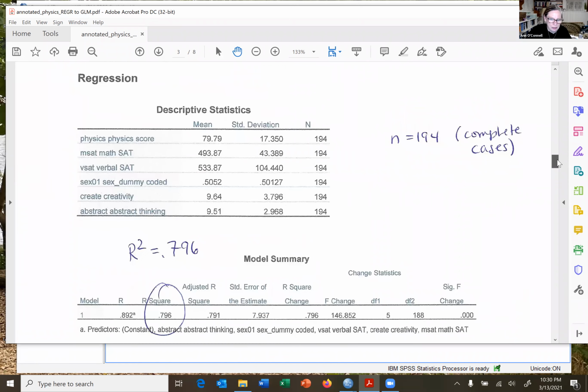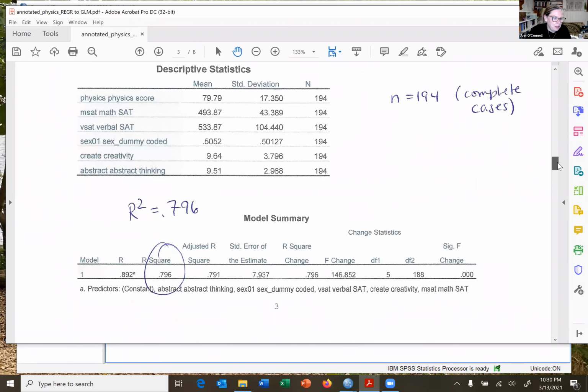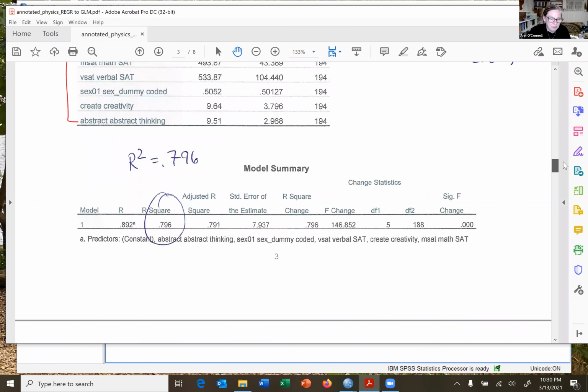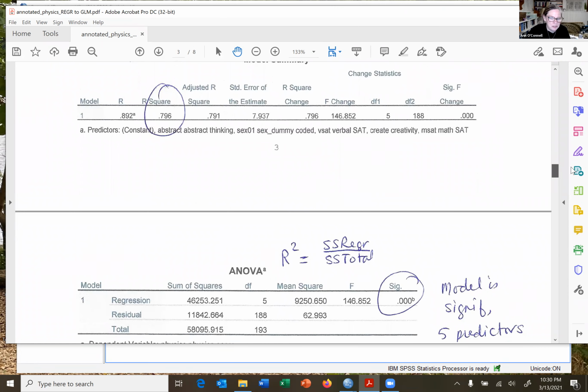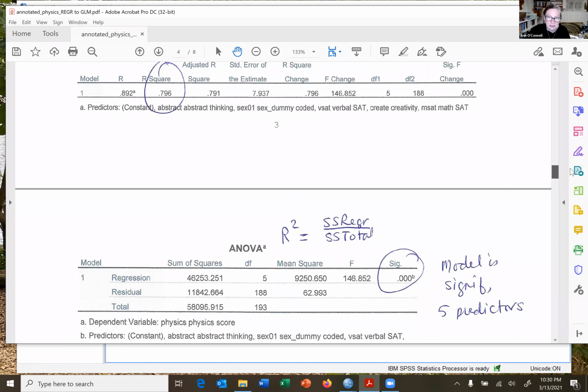Now, overall, we have 194 complete cases. So all of these procedures will run only on the complete data that's available. From our model summary, here are our predictors. We had 5 predictors. We get an R-squared of 79.6, which is quite good. That means 79.6% of the variance in physics scores can be explained by the 5 predictors as a set.